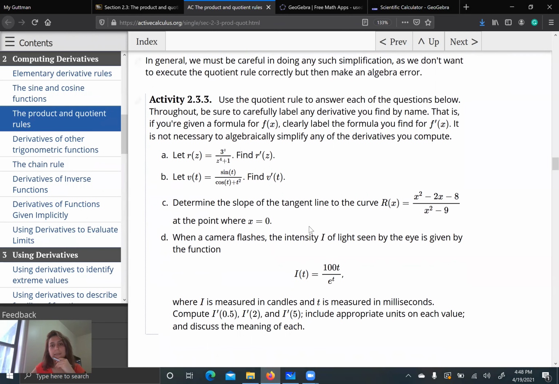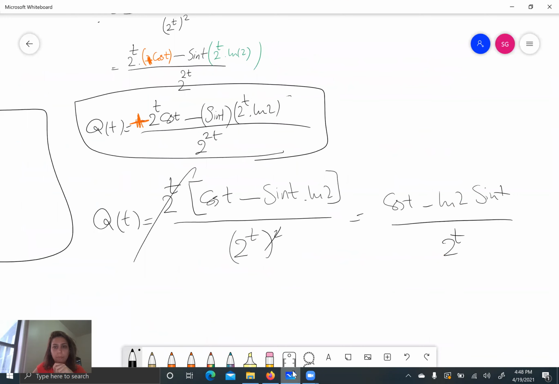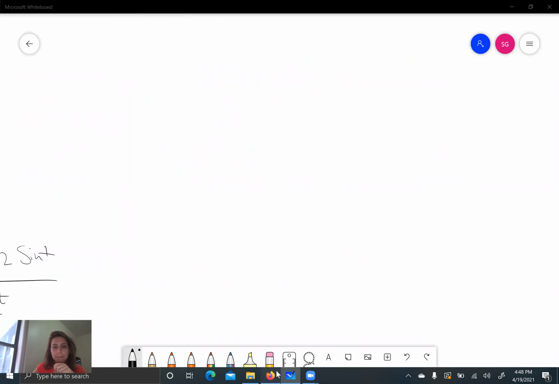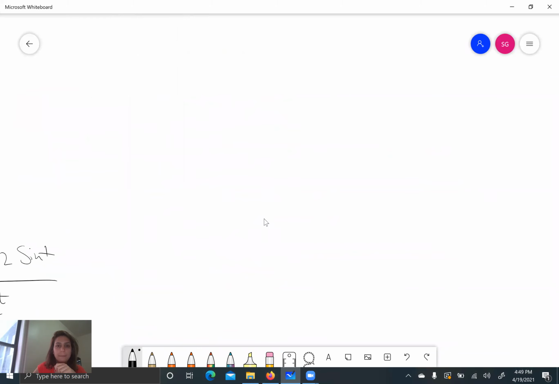In the next activity, we are given a couple of examples, and the question asks us to practice the quotient rule. I'm going to show a couple of them to you, and then you can do the rest perhaps. Okay, so let's look at part A. This is activity 3.